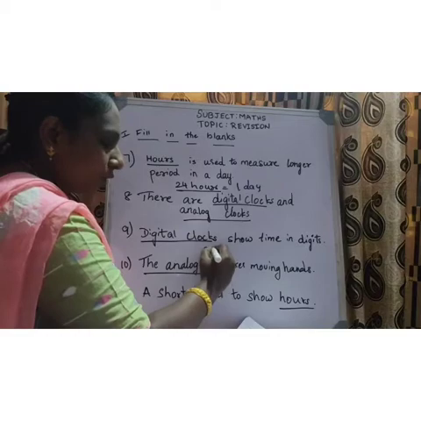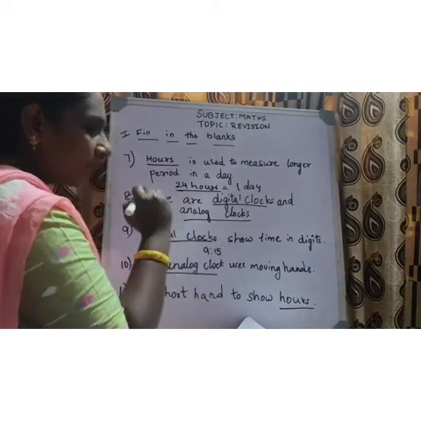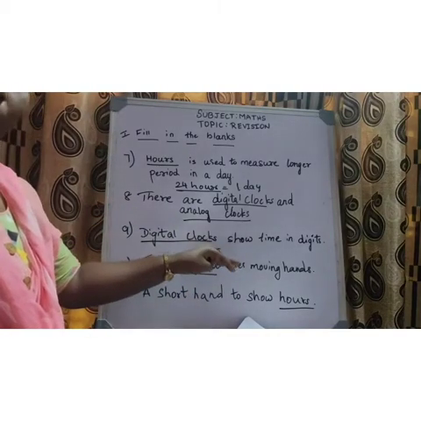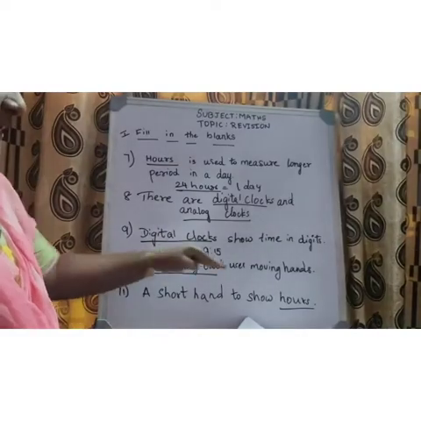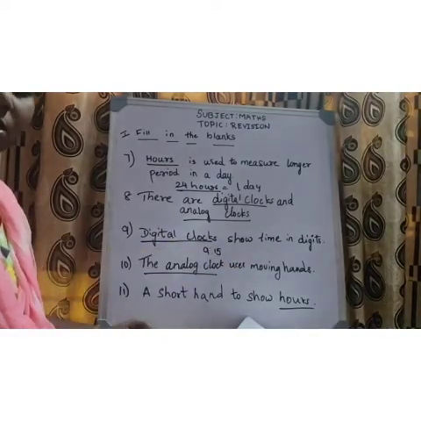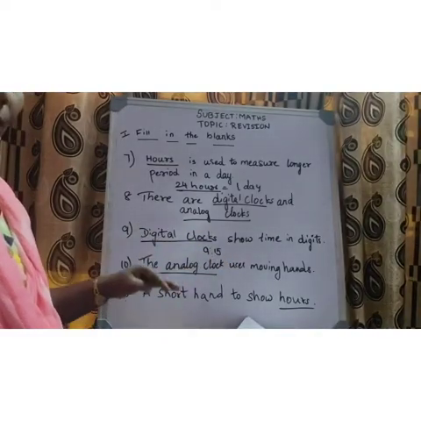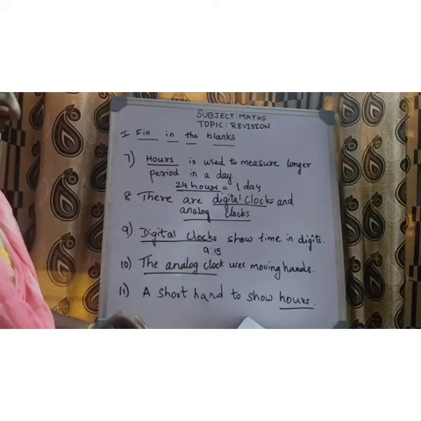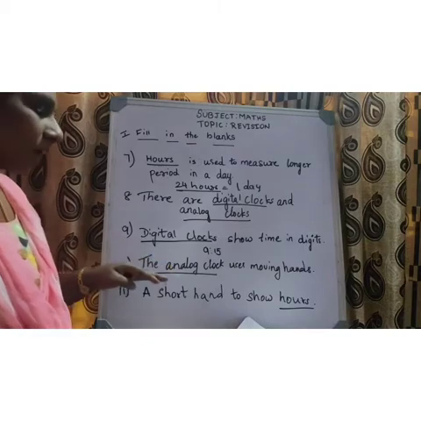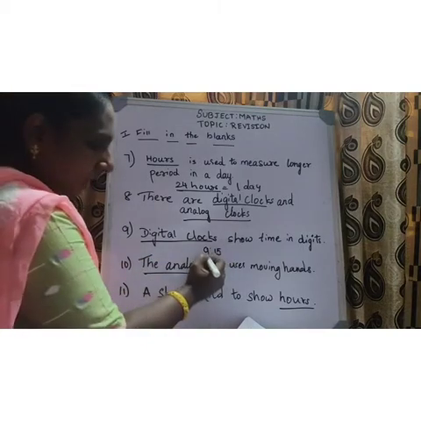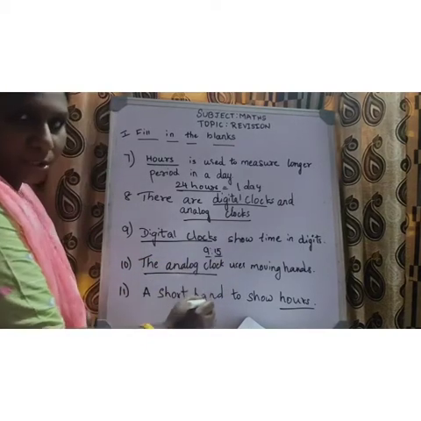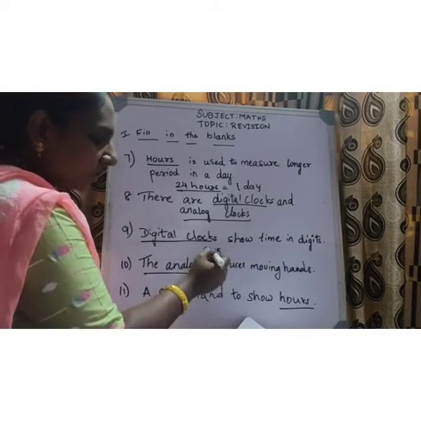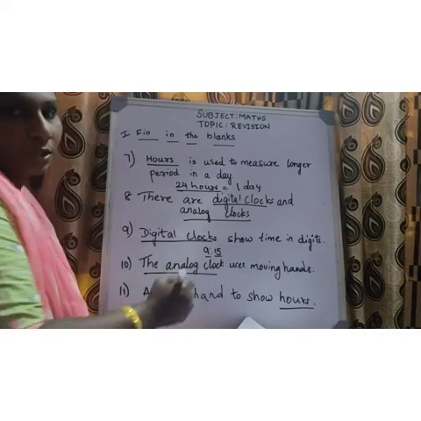9:15. Okay, this is how the digital clock shows the time. It shows in digits. So if the time is 9:15, it will show like this. This tells you the hours and this tells you the minutes. Hours and minutes are separated by the two dots.